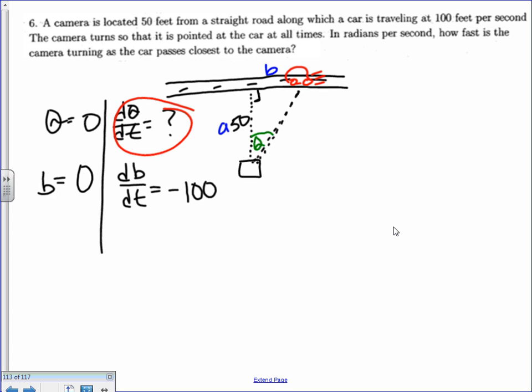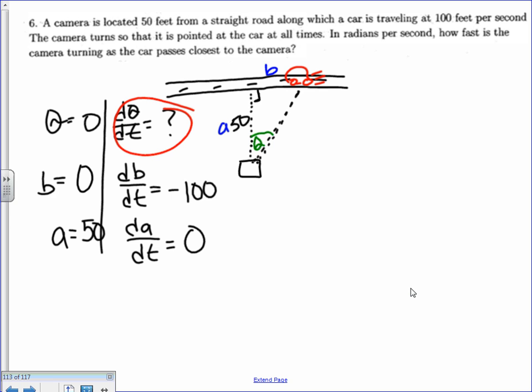Okay, now do we know A? A is the distance from the camera to the road. That never changes. That's 50. And I think I just gave away the next part. dA dt is 0 because it never changes.